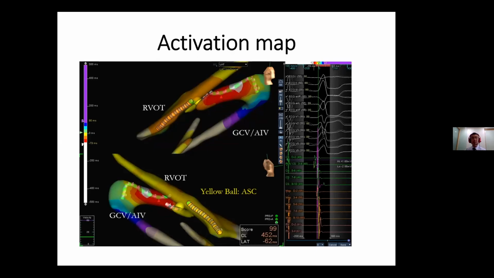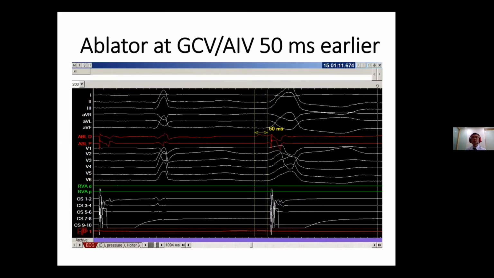And we also constructed the activation map for this case. You can see that this shell is the GCV/AIV shell, and this one is the RVOT posterior septum. The earliest location is here from the lateral view, and also here from the right lateral view. So it is within the GCV/AIV. Okay, so we put the ablation catheter within the GCV/AIV, showing also very early, 15 milliseconds earlier, and some pre-potential or fractionated potential in the beginning.